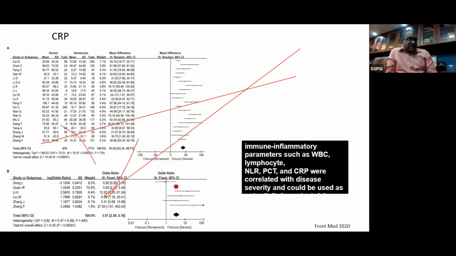So clearly, this establishes the fact that immune inflammatory parameters such as total white blood cell count or total leukocyte count, lymphopenia, neutrophil lymphocyte ratio, procalcitonin, and CRP correlate with disease severity and can be used as markers to assess, or to follow more closely, patients who are likely to develop severe disease.